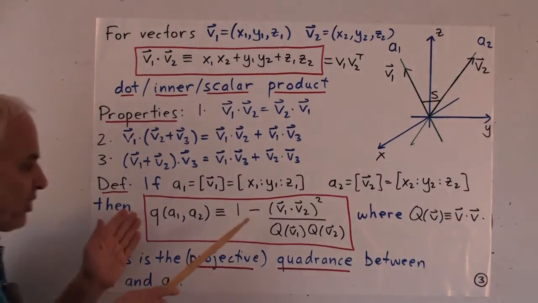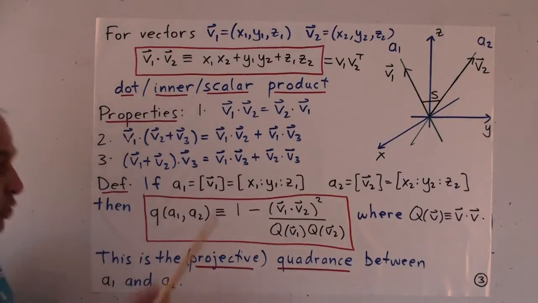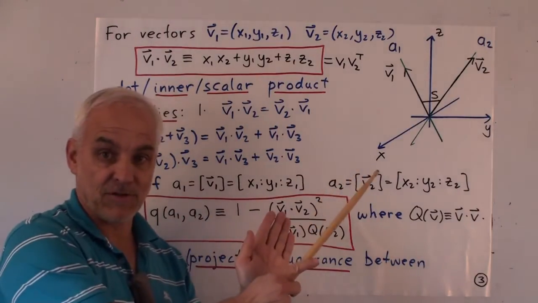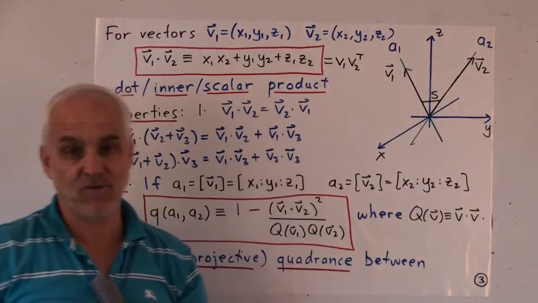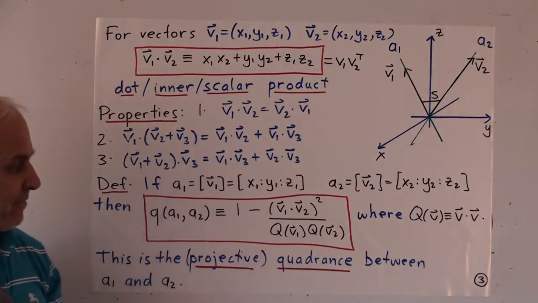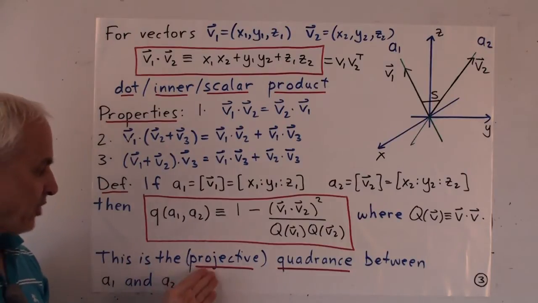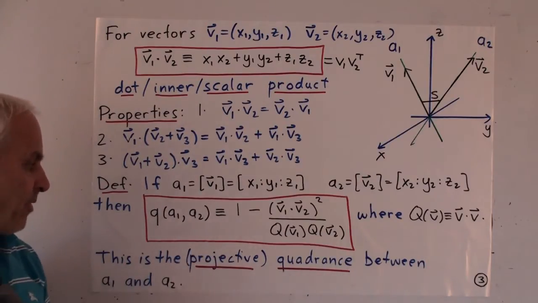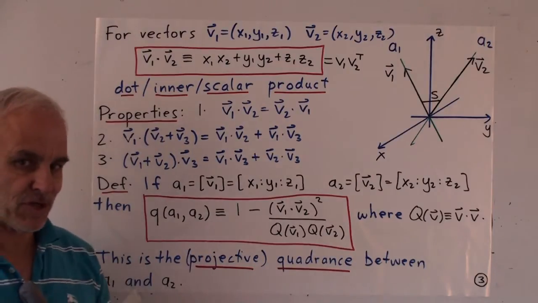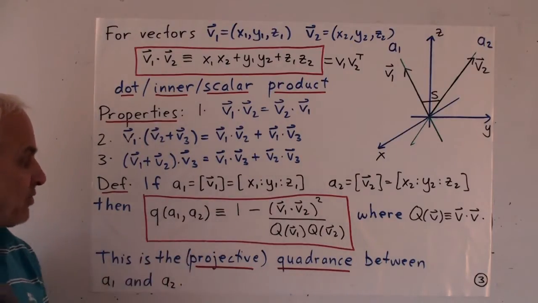So this is really a projective quantity. It looks like it depends on the vectors v1 and v2, but it doesn't. It only depends on the lines that we've chosen. It's called the projective quadrance between A1 and A2, and we'll generally drop the projective because we're working in this projective setting. We'll just call it the quadrance between A1 and A2.